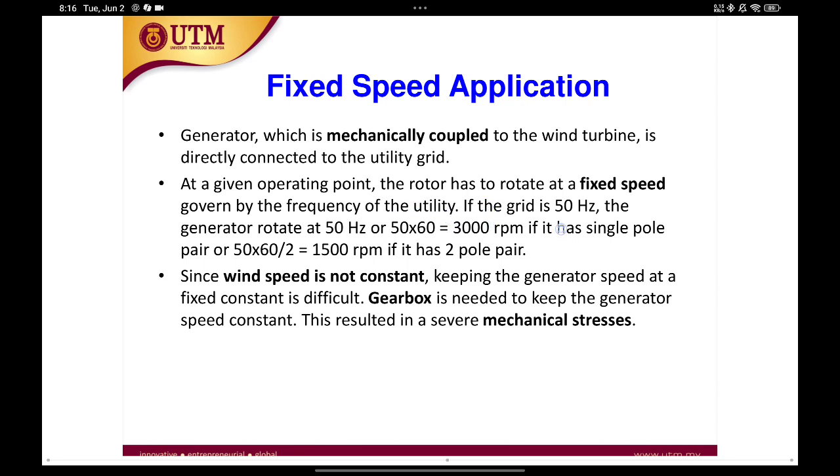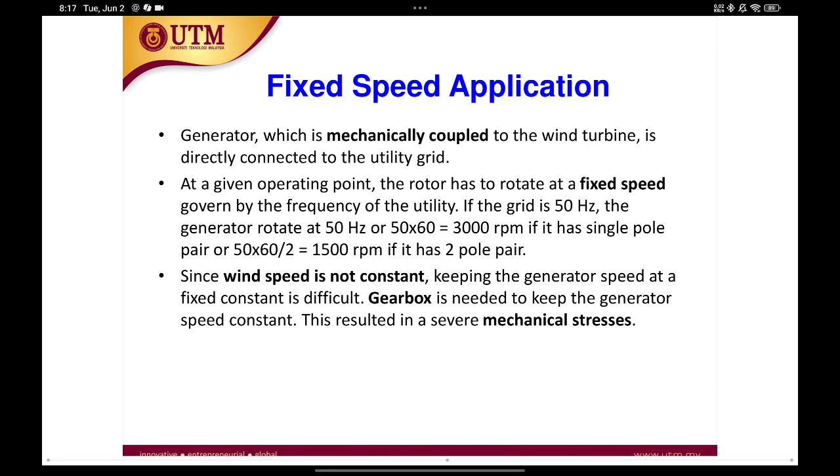Okay, if grid is 50 Hz, the generator rotates at 3000 RPM for single pole, or double pole will operate at 1500 RPM. Okay, so this is the generator speed, not the rotor speed. That's why you need a gear to adjust the generator speed. Since the wind speed is not constant, keeping the generator speed constant is difficult. Gearbox is needed to maintain the constant speed, resulting in severe mechanical stress. So actually this is an old method.